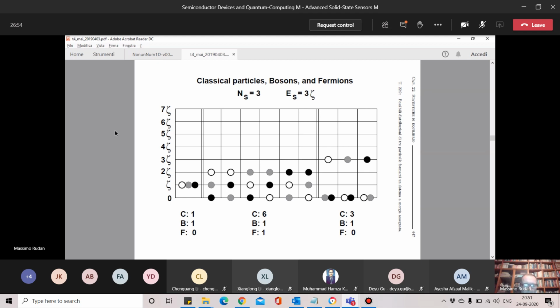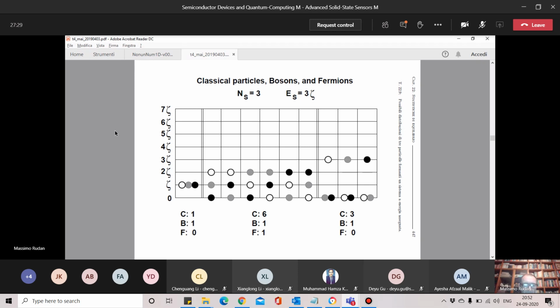In this case, we have 3 particles. We assume that they can be distinguished from each other. So we have the white one, the gray one, and the black one. Okay. So you see immediately that there are 6 possible combinations of placements such that you have one particle at 0 energy, another particle at one level, and the other particle on the second level.